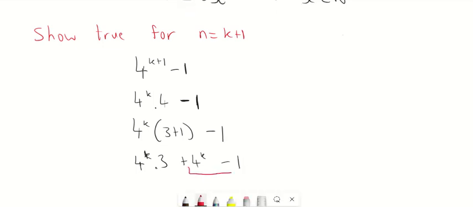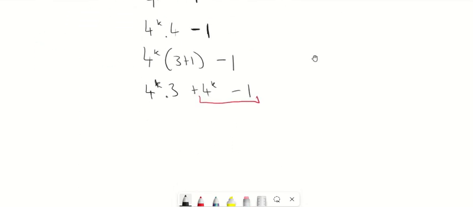If you think about it now, that 4 to the power of k minus 1, we can call that 3x, because we're just using the assumption. We've already said that that is divisible by 3, and 4 to the power of k times 3 obviously has to be divisible by 3, because there's 3 times it. If you divide that by 3, you'll get 4 to the power of k. Therefore, they're both divisible by 3.